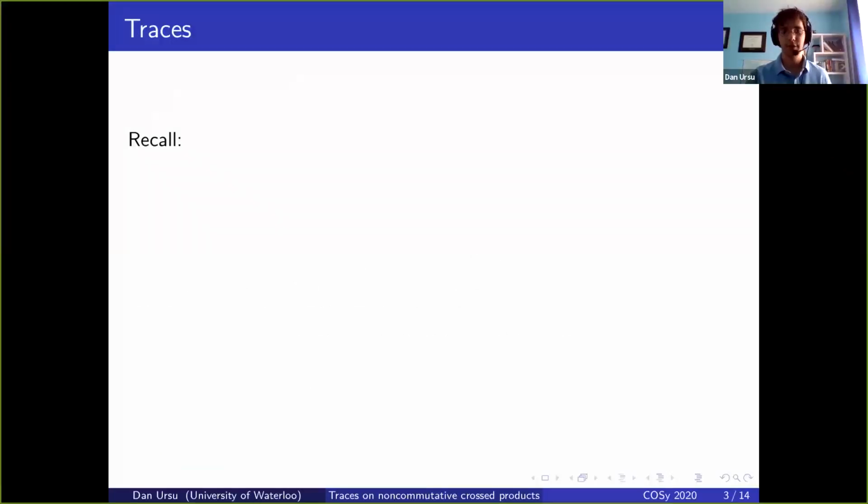Now for traces, well, there's always a little bit of ambiguity for traces, but to us, they're just going to mean tracial states. So a trace on a C-star algebra A is a state that also satisfies tau of AB is tau of BA.